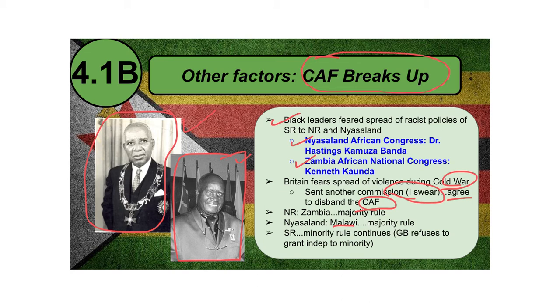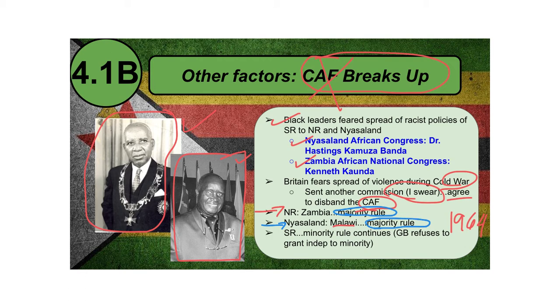So in 1964, the British government finally accepted and agreed to break up the Central African Federation. As a result, Britain granted independence to Northern Rhodesia, which became Zambia, and the reason why was because they were going to allow majority rule. Same thing with Nyasaland. It became Malawi, and it was under majority rule.